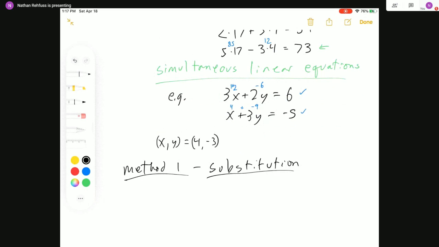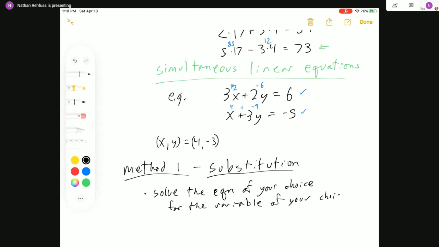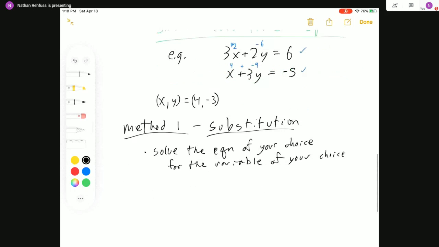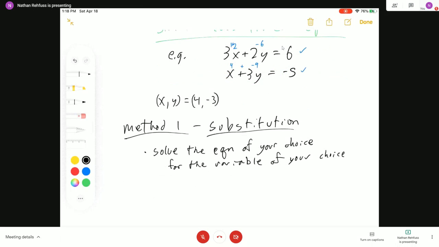So in substitution, we're going to do 3 things. First, solve the equation of your choice for the variable of your choice. So we can pick either equation and either variable and try to solve. Now, given this array of equations, I could solve this one for x. x would be 6 minus 2y divided by 3. Or I could solve this one for y. It would be -5 minus x divided by 3.